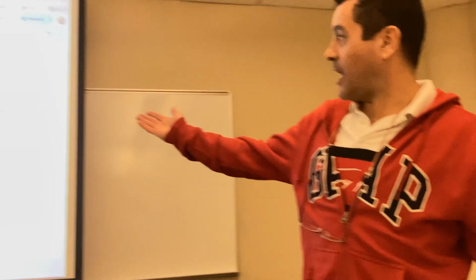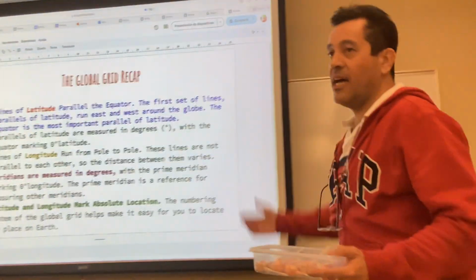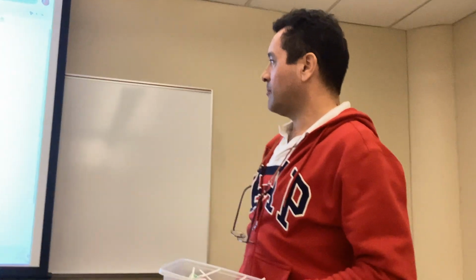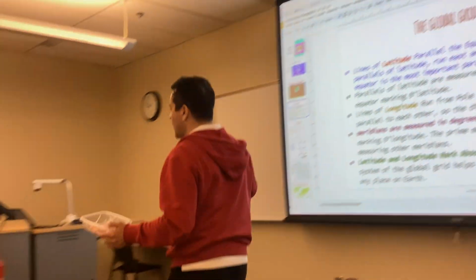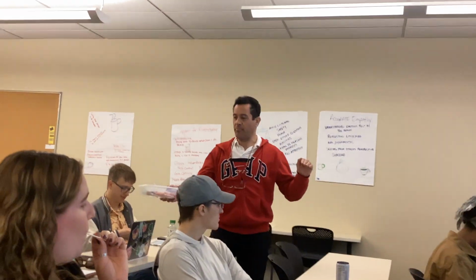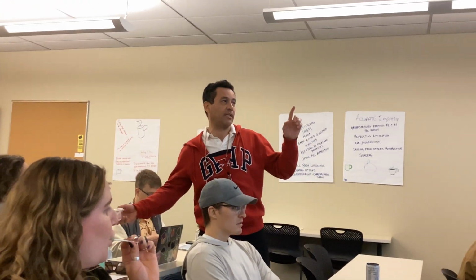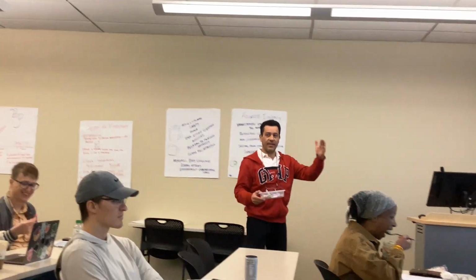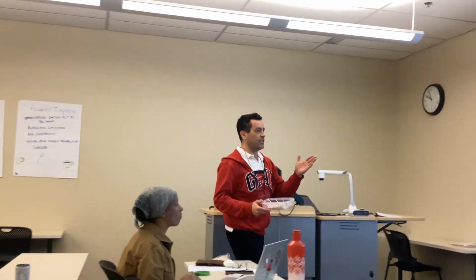Another volunteer that can help me with the second sentence? Parallels of latitude are measured in degrees, with the equator marking 0 latitude. Okay, so remember, every time that we have a location that is on top of the equator, you will read it as 0 north, and then the next latitude, east or west.